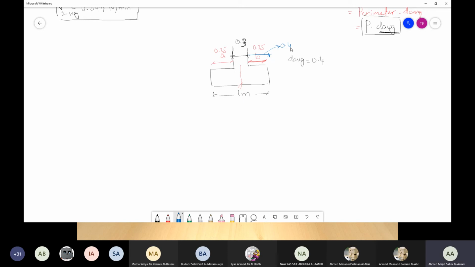Now, we said that one-way shear will start after a distance of D, and two-way shear is going to start after a distance of 1.5 D. So we are talking about 0.4 and 0.6. Now these 0.4 and 0.6 are actually more than the available dimensions B and A. B and A are 0.35. What will you do?